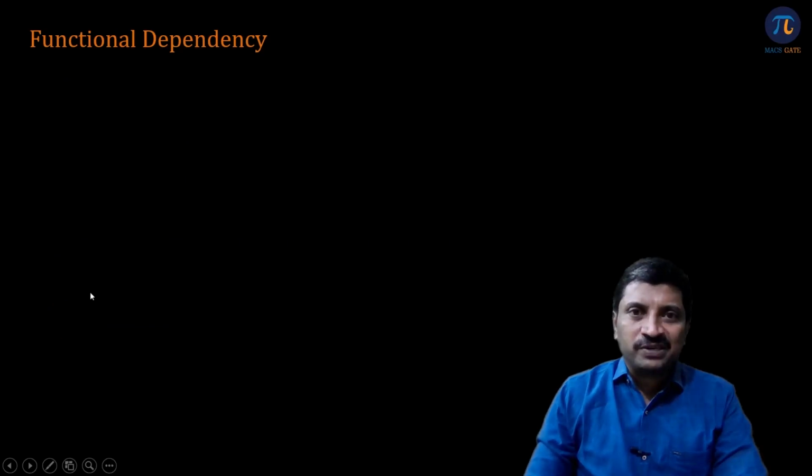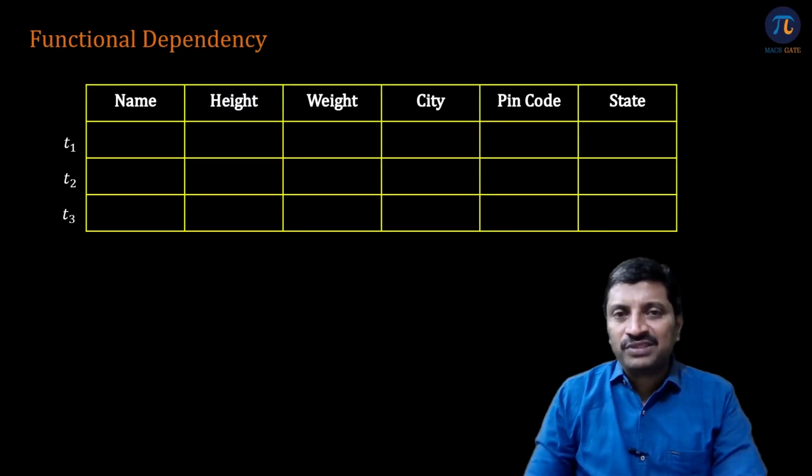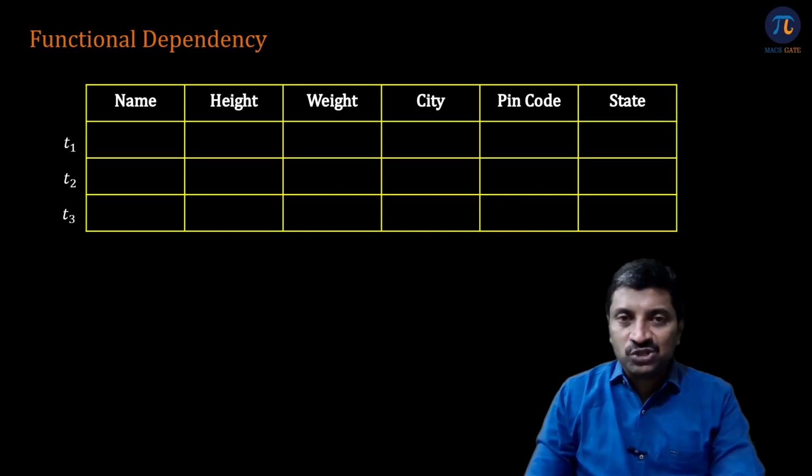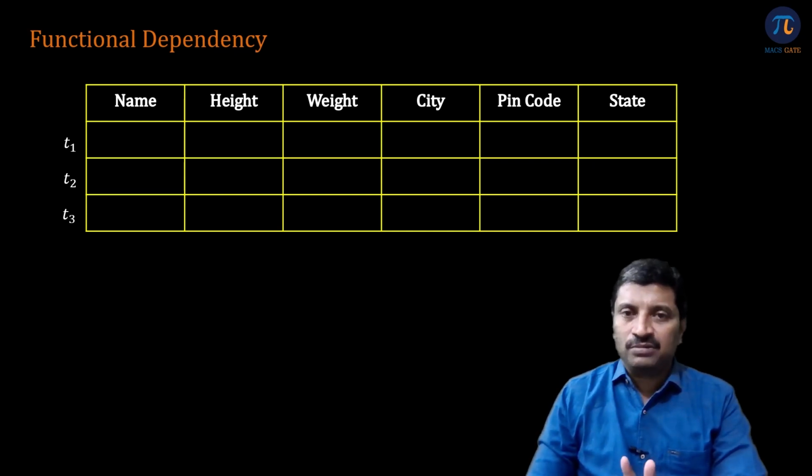What is a functional dependency? Let me explain with a real world example. Assume we have a relation in which we are storing the address details of the people. And let us assume that the relation has 6 attributes, namely name, height, weight, city, pin code, and state.